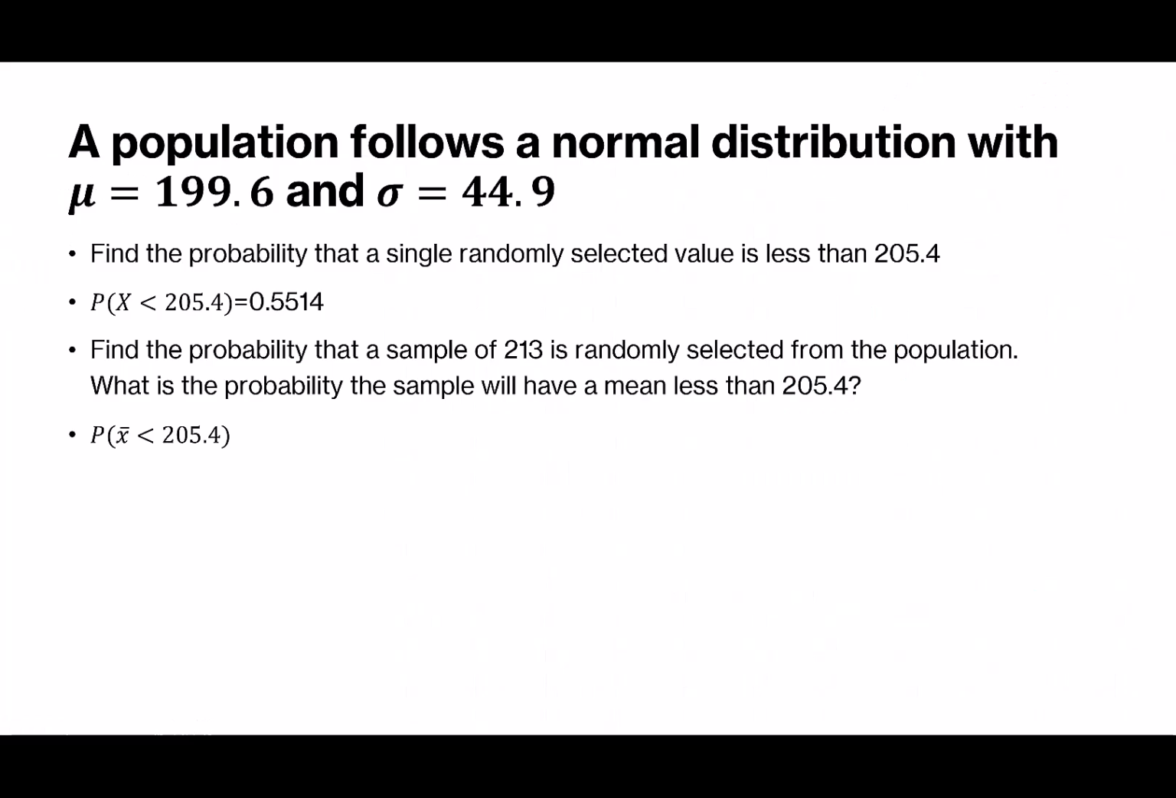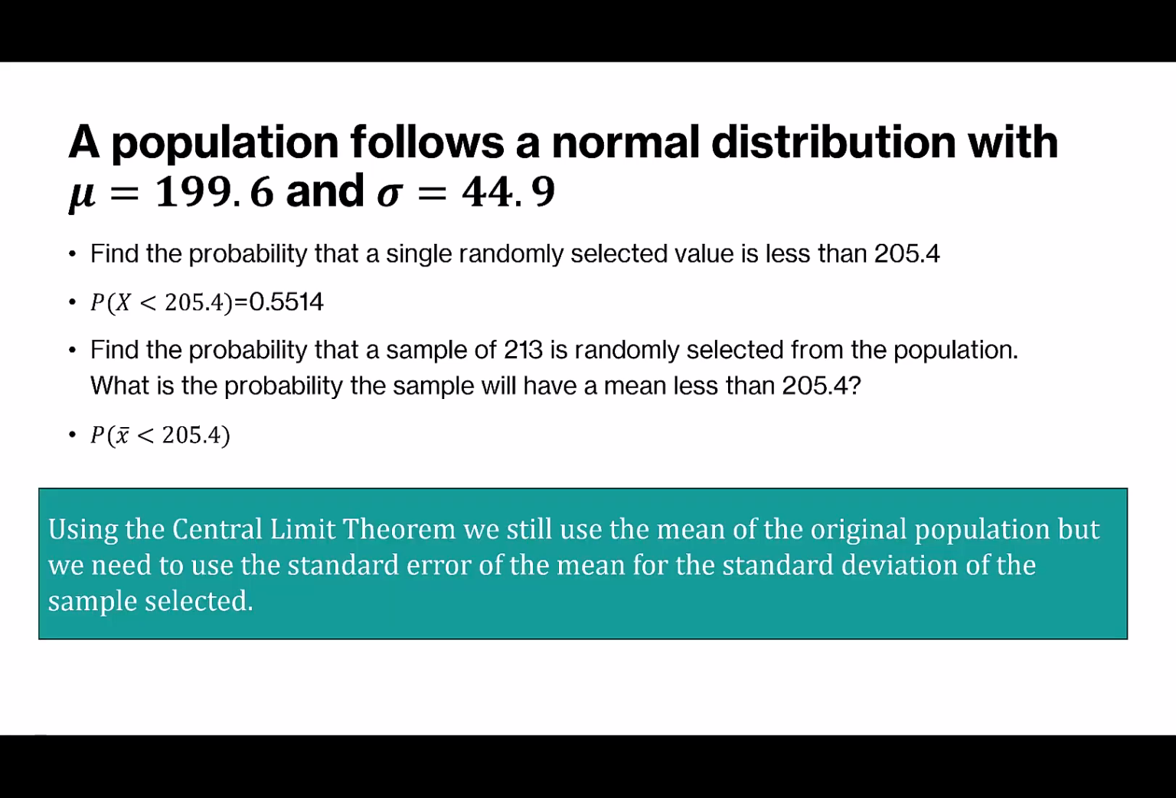Next, we're going to take a sample of 213 from this same situation and find the probability that the mean is less than 205.4. Because we're looking for the value of the mean and not for a value just of an item x, we're going to use the central limit theorem. We're still going to use the same mean that we used with our regular distribution, but now we're going to use the standard error of the mean instead of just the standard deviation. So we'll take our 44.9 and we'll divide by the square root of 213, which was our sample size.